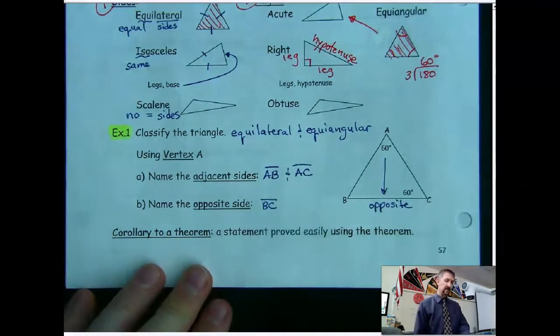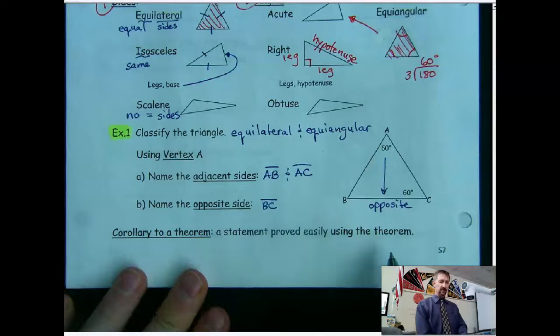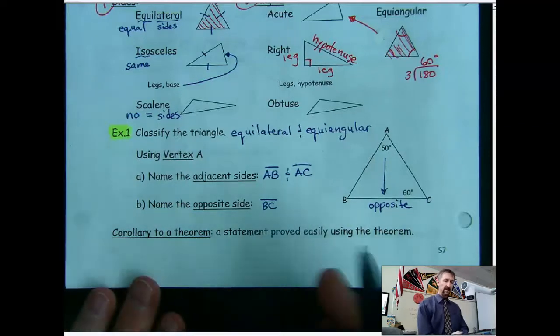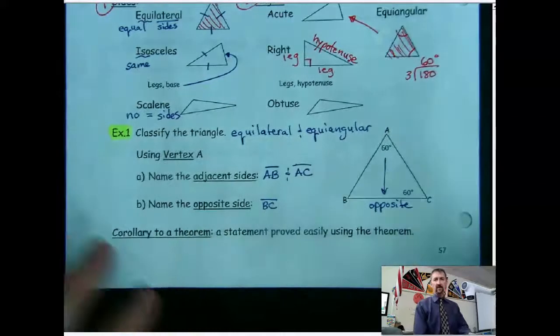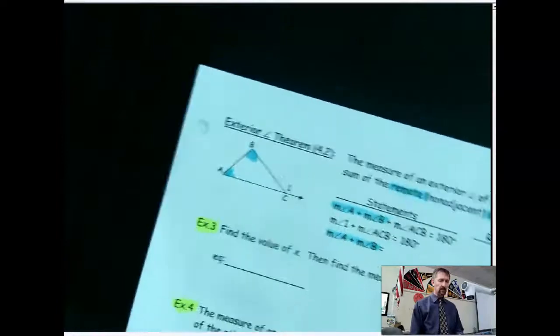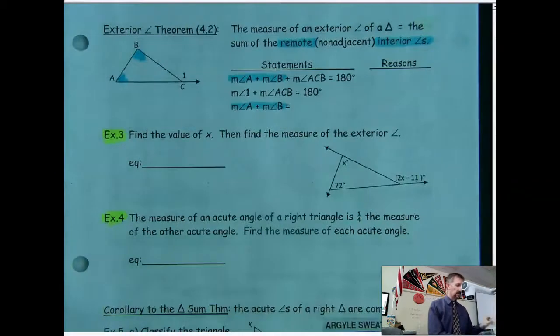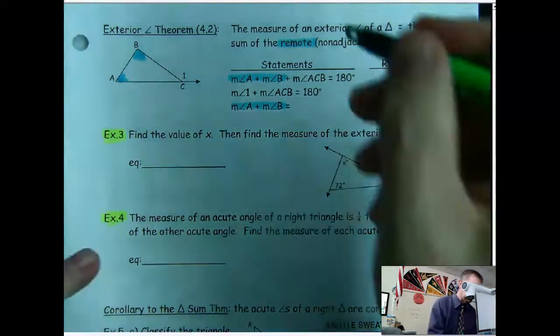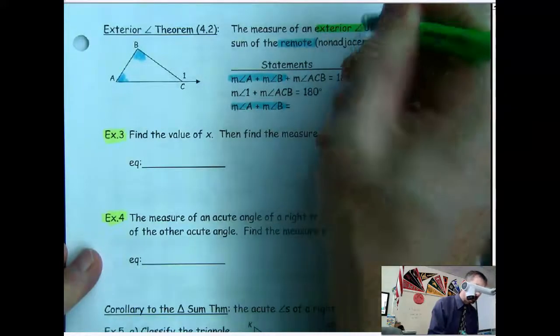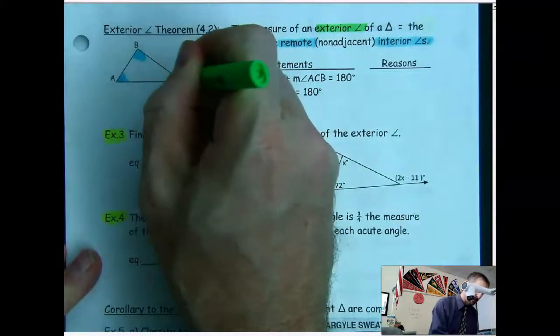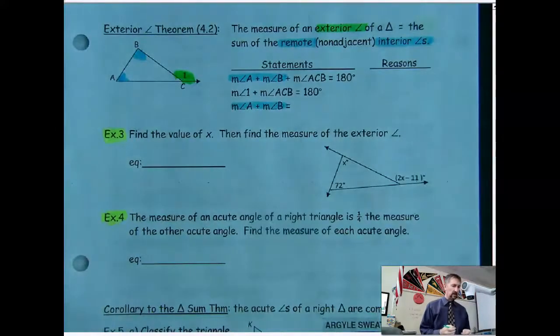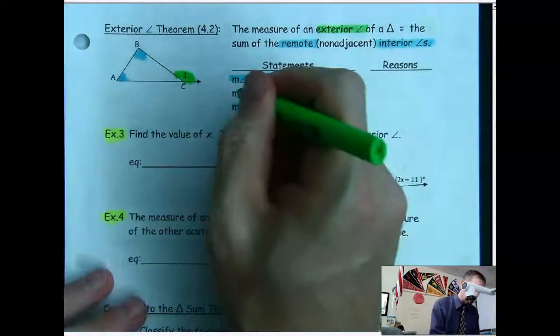All right, a corollary to a theorem is a statement that's proved easily from a theorem. So if we have a theorem, a corollary is something that's easy to prove based on the theorem that we have already. Okay, exterior angle theorem says that the measure of an exterior angle, okay, let's see what color do I want to use for that. So an exterior angle of a triangle, so I'm going to put that in green out here, and that's angle 1.